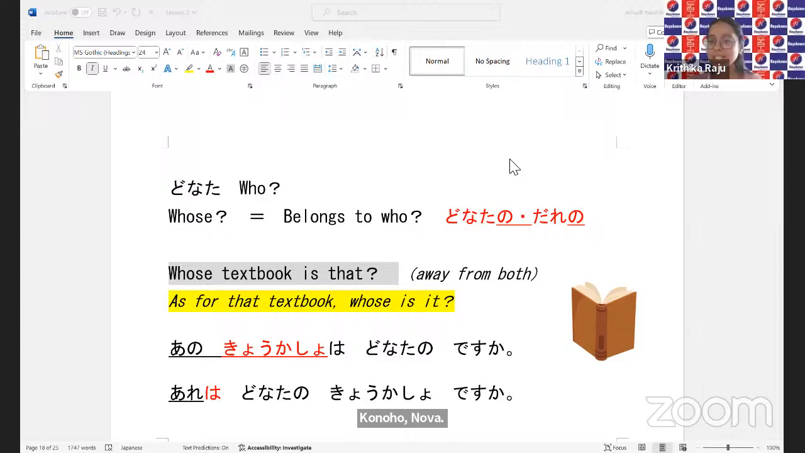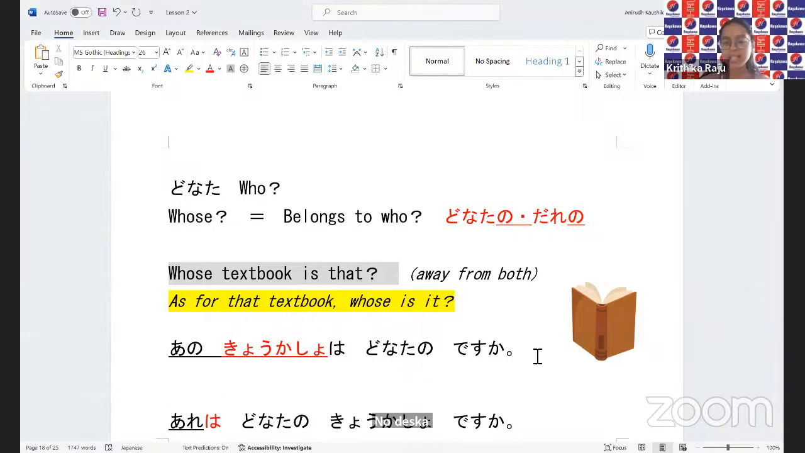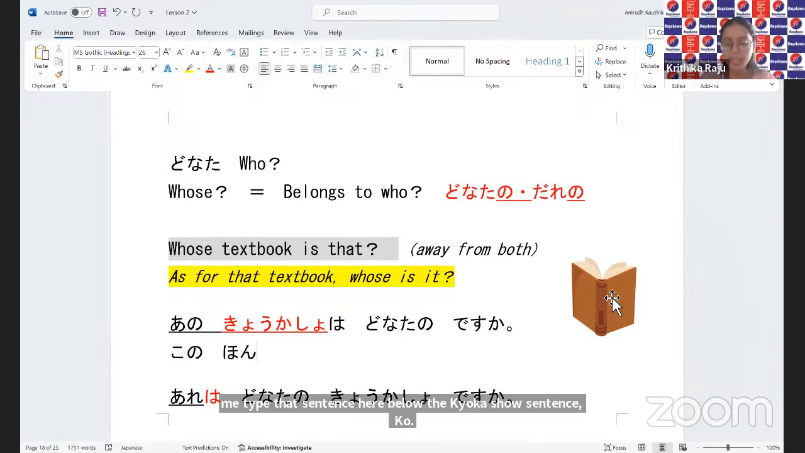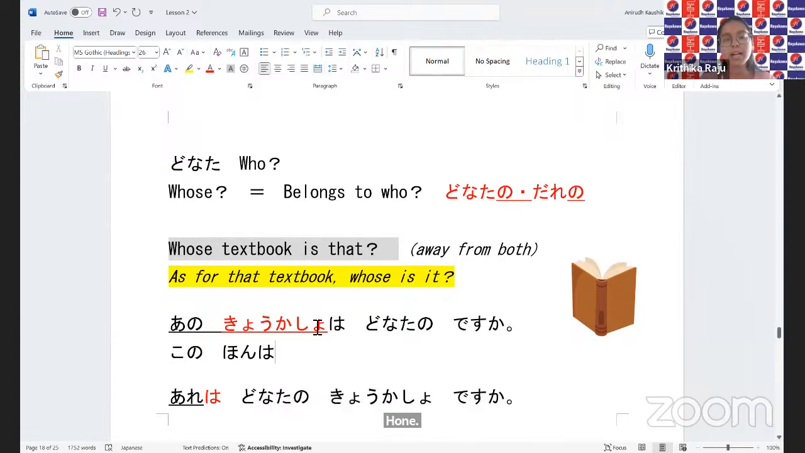Whose is it? Dare no desu ka or donata no desu ka? Let me type that sentence here below the Kyokasho sentence. Kono hon. That is the topic. After that, there is the topic marker wa. You can't jumble this up. Kono hon wa dare no desu ka?